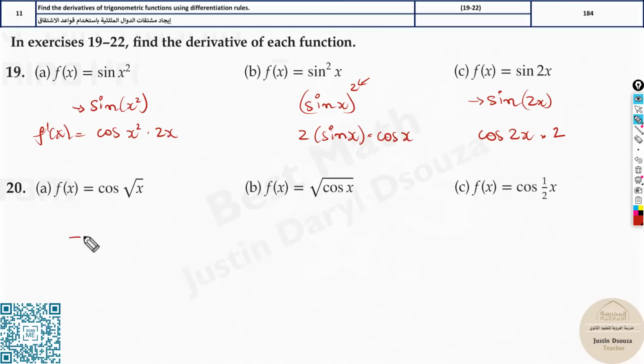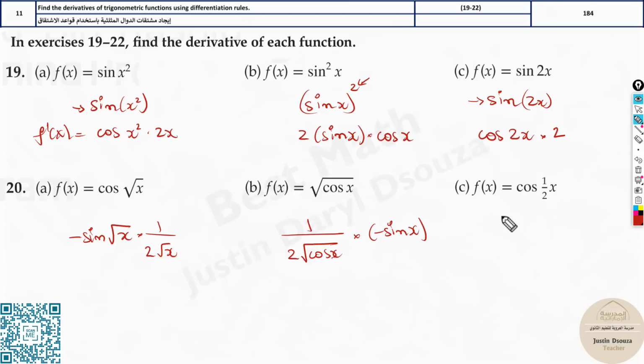The derivative of cosine is minus sine, but we have square root x, so we need to differentiate square root x. I'm going to use the rule directly: 1 by 2 root x. That's the answer. Now here the square root is for the entire function, so we need to write 1 by 2 square root cosine x multiplied by the derivative of cosine, which is minus sine x.